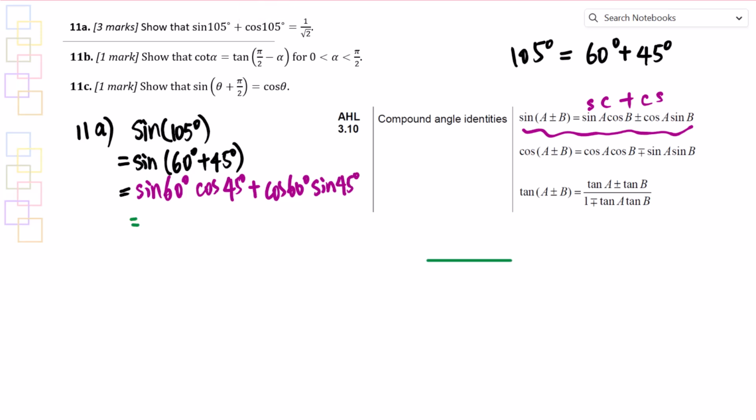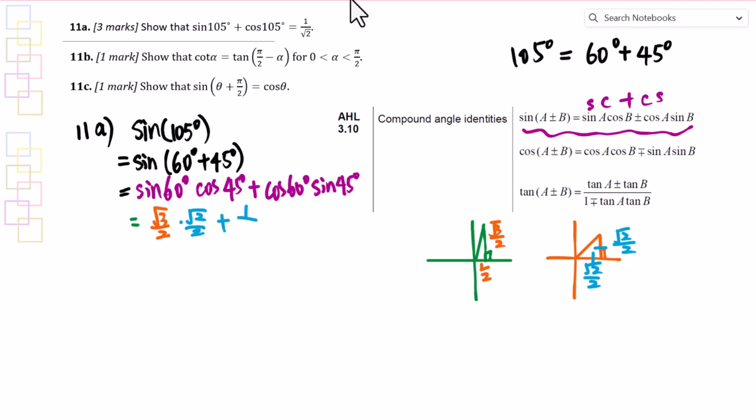Sine 60 degree, let's label square root of 3 over 2. Cosine 60 degree is 1/2. Cosine 45 degree is square root 2 over 2, and sine 45 degree is square root 2 over 2. So square root of 3 over 2 times square root 2 over 2 plus 1/2 times square root 2 over 2 gives square root of 6 plus square root 2 over 4.